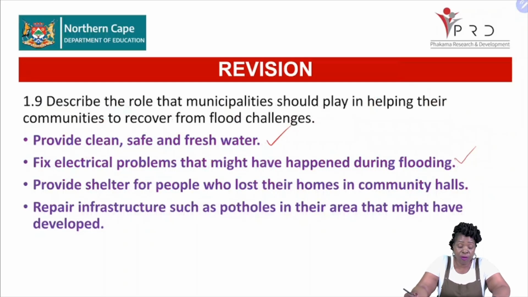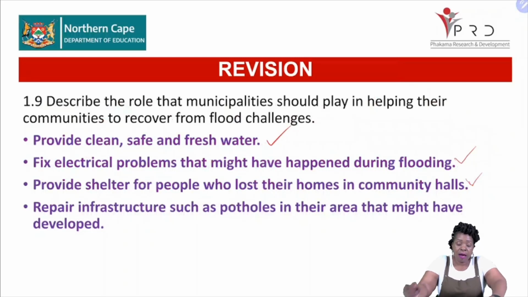They should also provide shelter for people who lost their homes, in community halls. So people who lose their homes during flooding are sometimes accommodated in churches. They're given food, they're given blankets. That is the local municipality's role. So they are accommodated in the local churches as well as community halls, also given food and blankets until they find better accommodation.